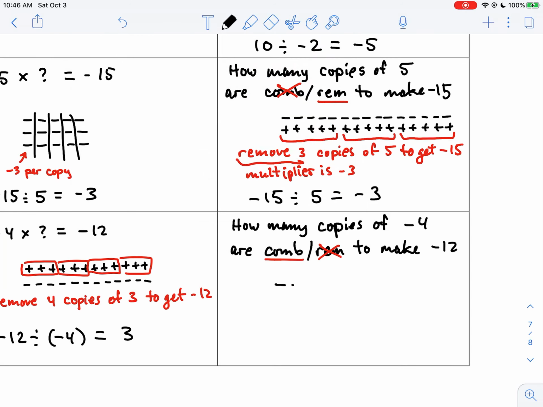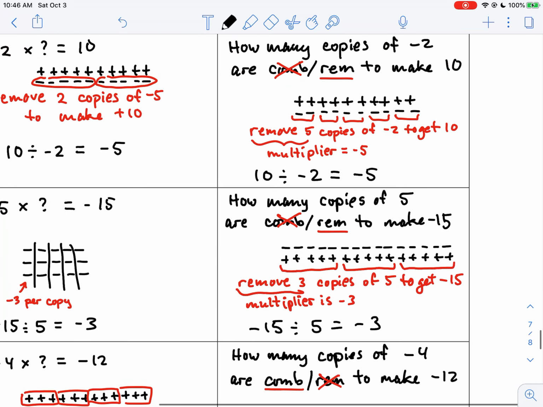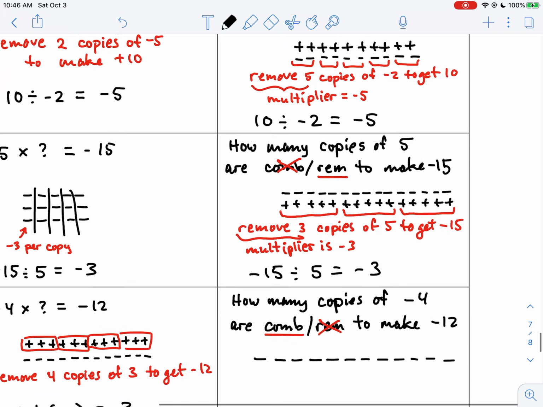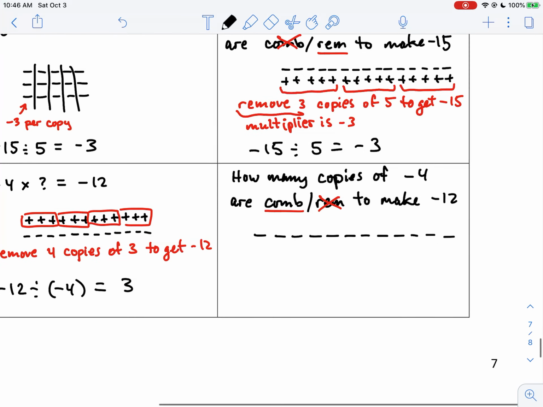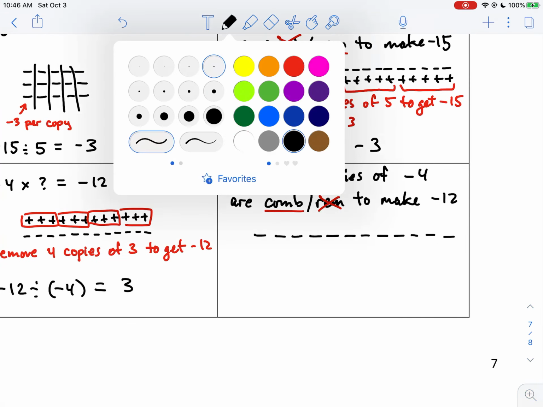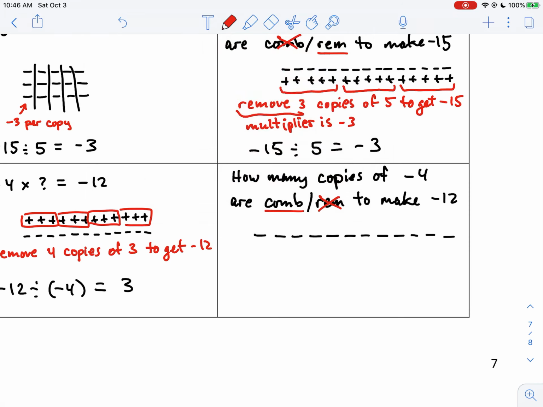Let's begin with the negative 12 representation. 1, 2, 3, 4, 5, 6, 7, 8, 9, 10, 11, and there's 12 there. And I don't need to start with zeros. When I'm doing the removing is when I start with 0, and I'm saying what needs to be removed to yield the result. But when you're combining, here's negative 12, and figure out what it was that we combined to get to it.